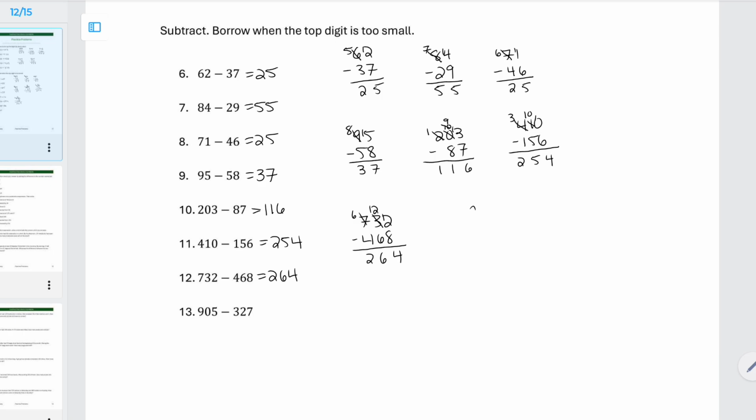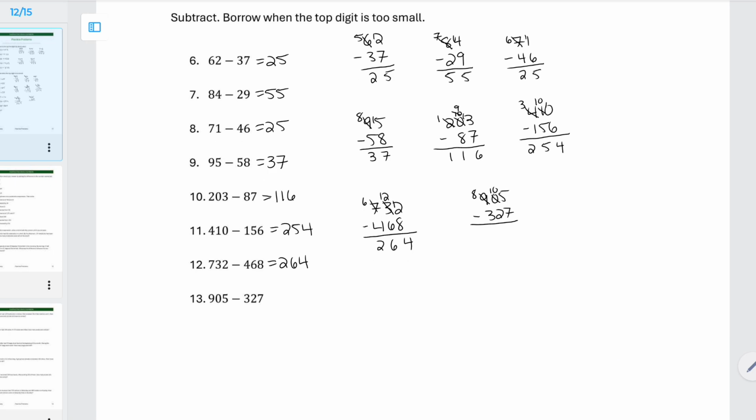Lastly, for number 13, 905 minus 327. We can't do 5 minus 7, so we go to borrow from that 0, but there's nothing to borrow, so we have to go over one more. We're going to turn that 9 into an 8 so that we can turn that 0 into a 10. Now we can borrow from it. Turn that 10 into a 9 and turn that 5 into a 15. 15 minus 7 is 8. 9 minus 2 is 7. 8 minus 3 is 5. Our total is 578.